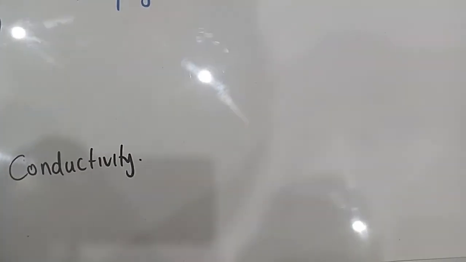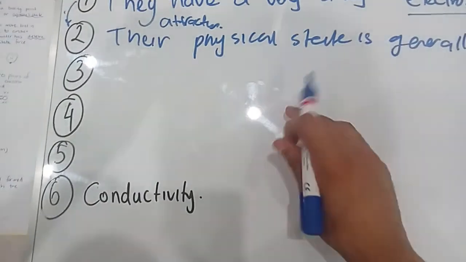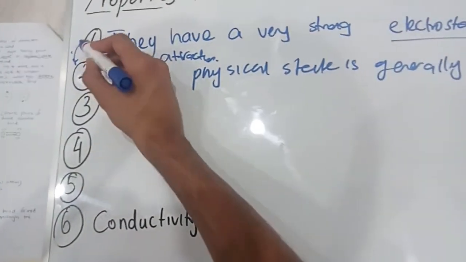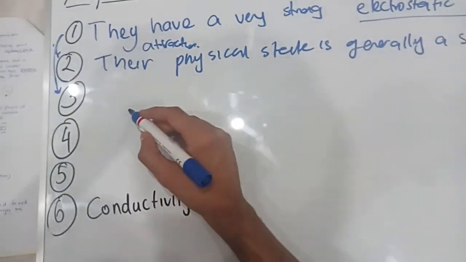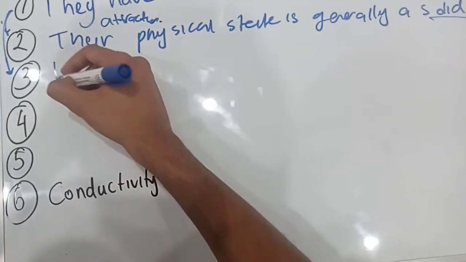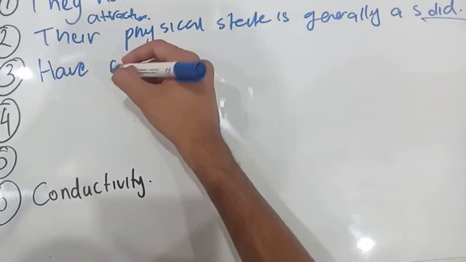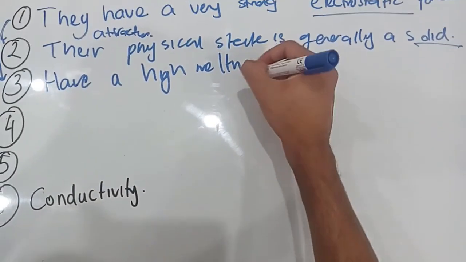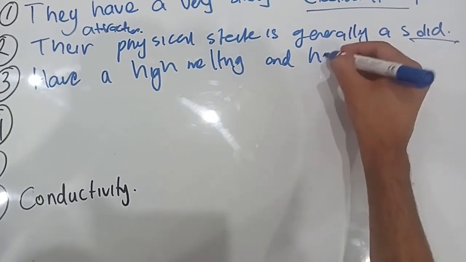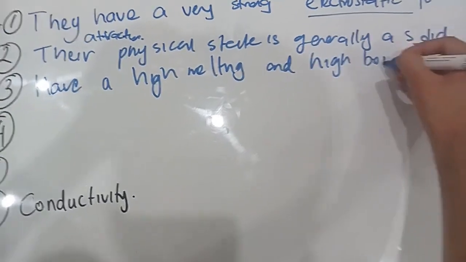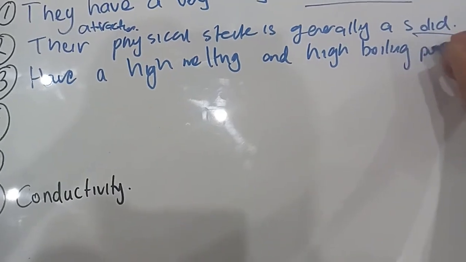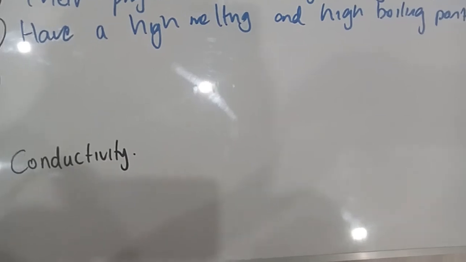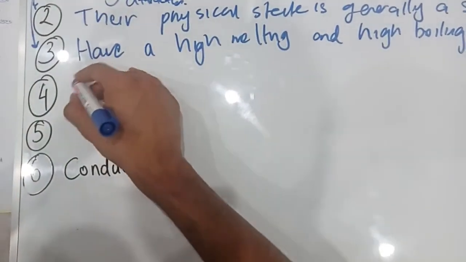And since they also have a strong electrostatic force of attraction, another property, which is going to be our third property, is that they have a high melting and high boiling point. There we go.